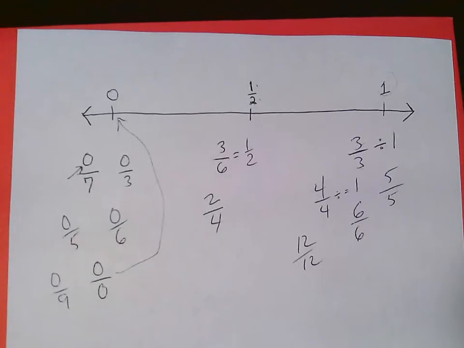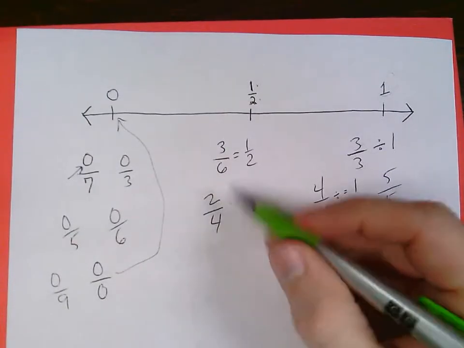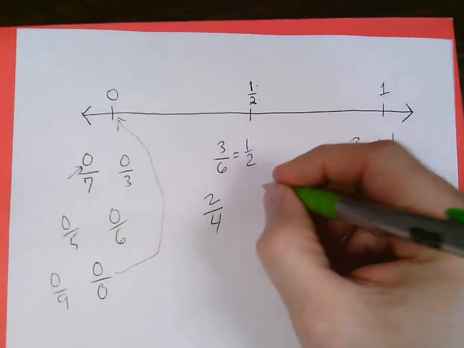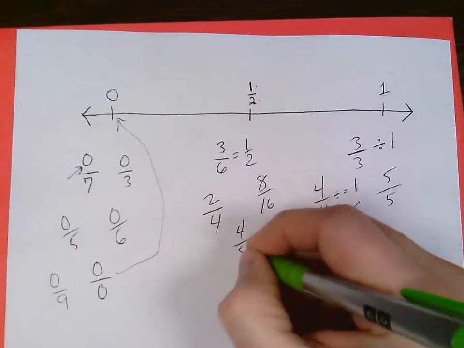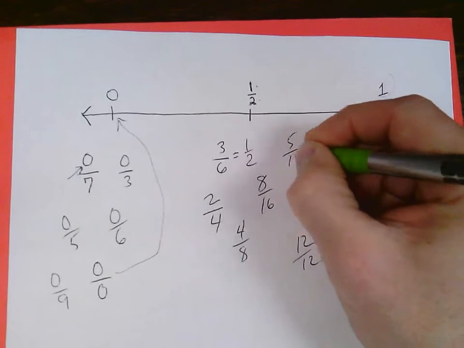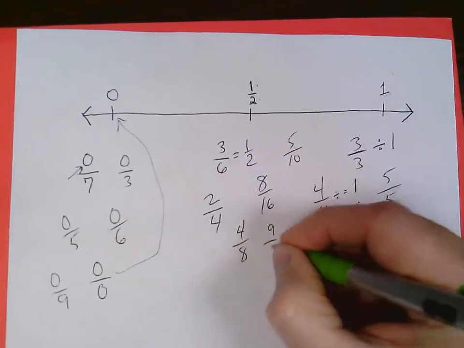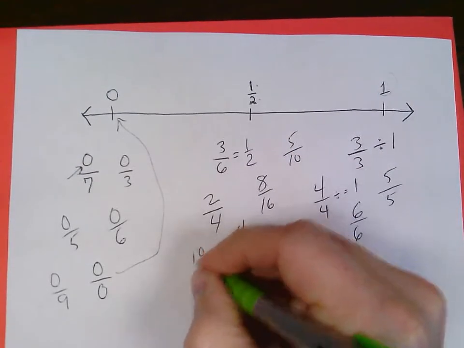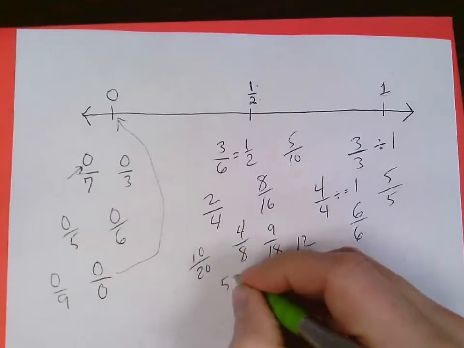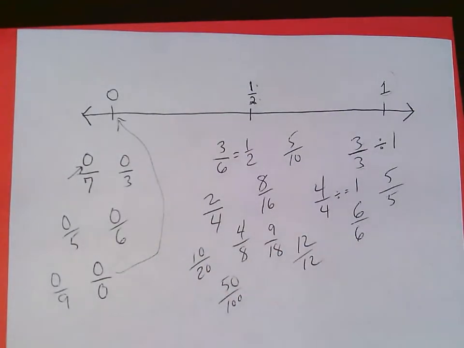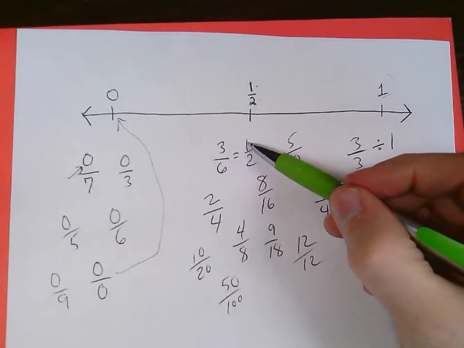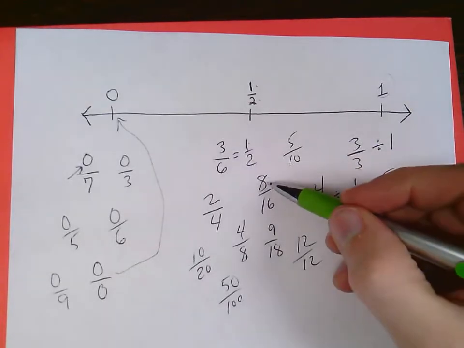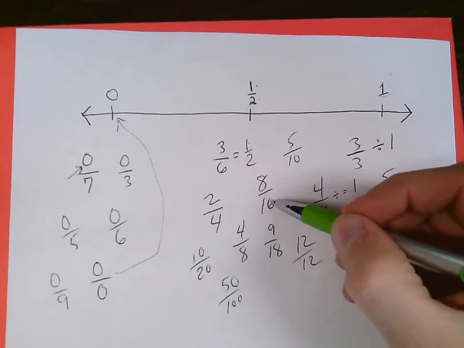2/4, same thing. 2 is half of 4, so 2/4 is equal to 1/2. 8/16, 4/8, 5/10, 9/18, 10/20, 50/100. All of those are equivalent to 1/2 because in each of these cases the numerator is half of the denominator. The numerator is half as big as the denominator.